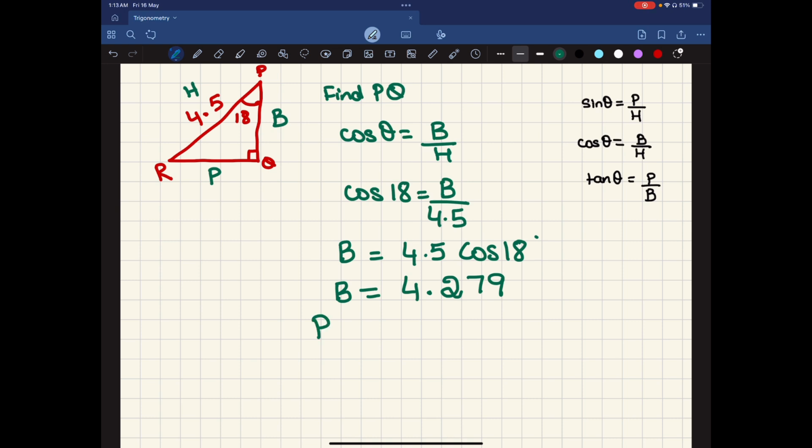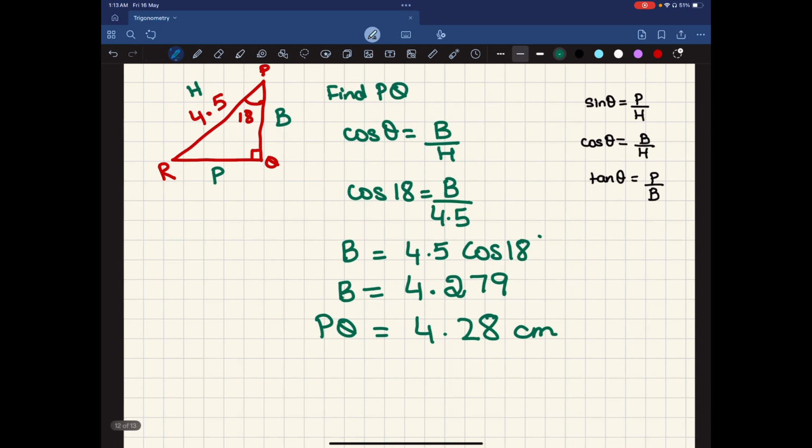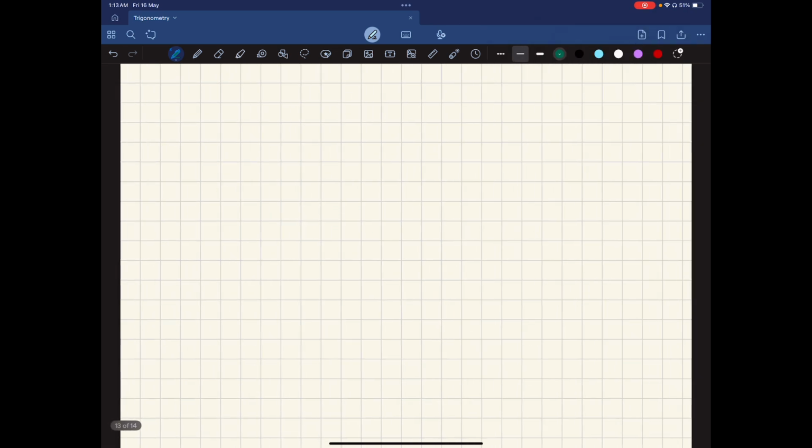So basically PQ is equal to 4.28 centimeters if you want to round it off to 3 significant figures. Okay, let's do another example. So this is A, B, and C. This is theta. This is 6, and this is 10.2.